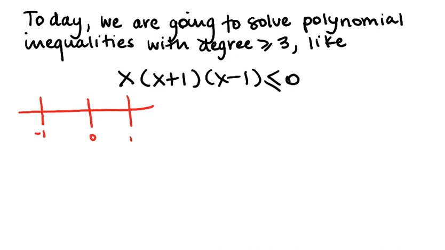And then I'm going to choose a representative from each subinterval. So negative 2, negative 0.5, positive 0.5, and 2. Then I test those numbers out. What happens when x is negative 2?